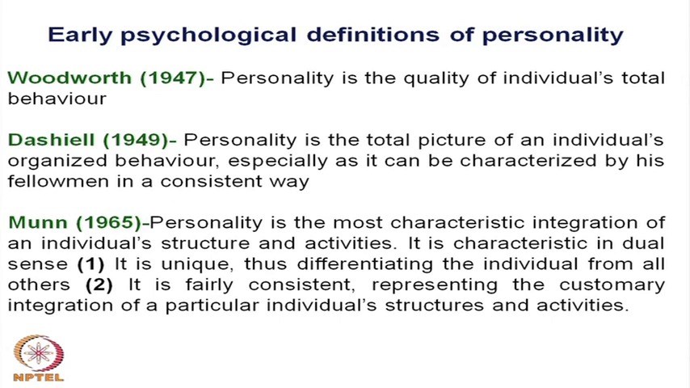If you come to the early psychological definitions of personality, Woodworth in 1947 defined personality as the quality of an individual's total behavior, in every field of life, how that person is behaving. Dashiell in 1949 said personality is the total picture of an individual's organized behavior, especially as it can be characterized by his fellow men in a consistent way. This is an observed part of behavior, and this definition focuses on another important aspect, the consistency of the behavior pattern.